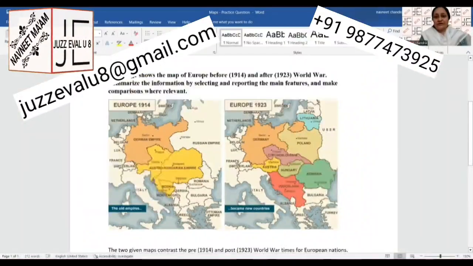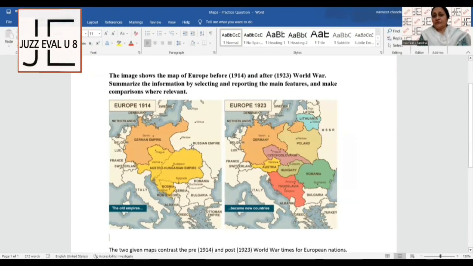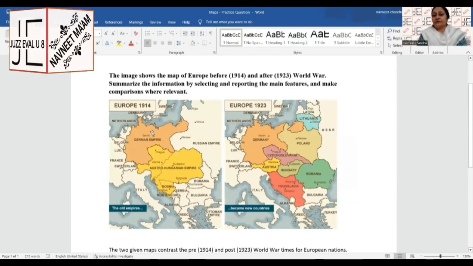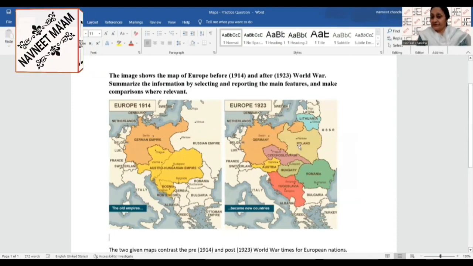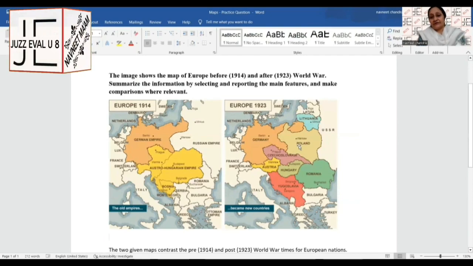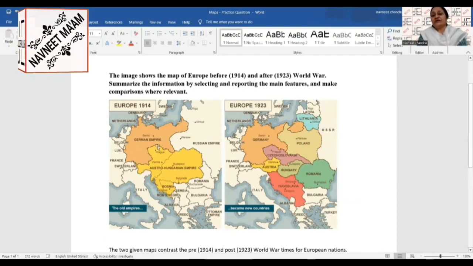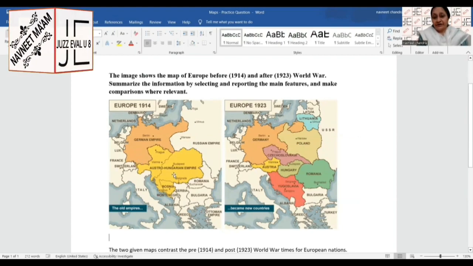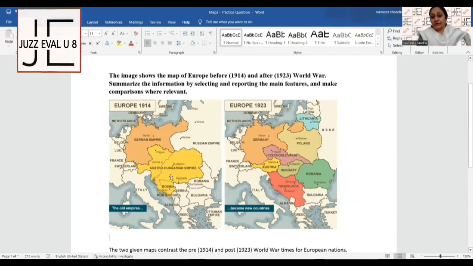Let's begin. Now, what is the question? It says that this is an image which shows the map of Europe before the war, that is 1914, and this is after 1923, that is once the war has ended. Now, what are the changes that have come about? So we have to look at the highlighted areas, if you can see. That is the area where we need to focus.